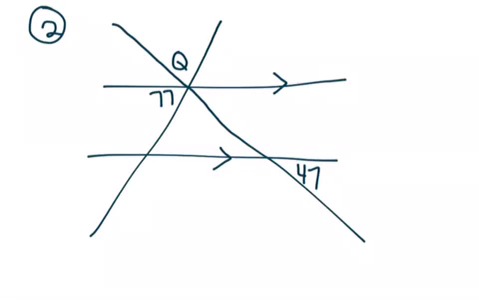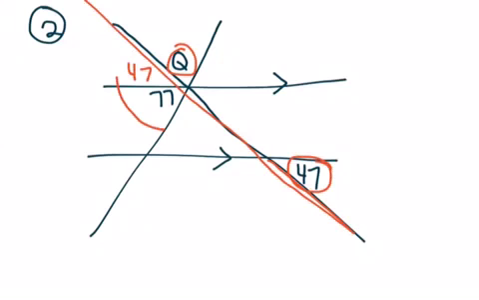Okay, so first one's number 2. Here we're trying to find angle Q right here. So a key is this 47 right here is alternate exterior with this 47 here. So that's 47. So since that's true, then this entire angle here is 180 degrees. So we could say 47 plus 77 plus Q equals 180.